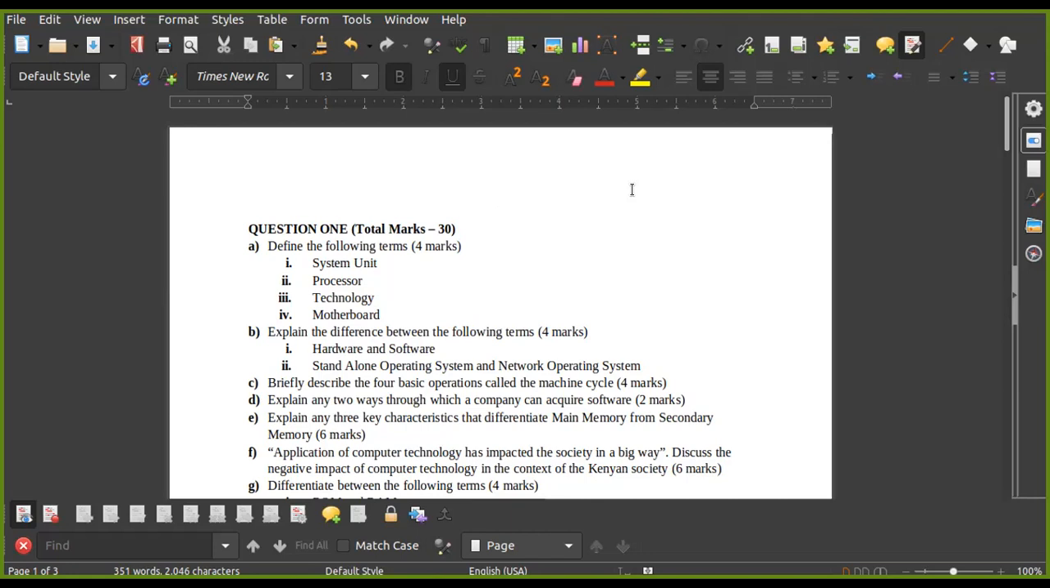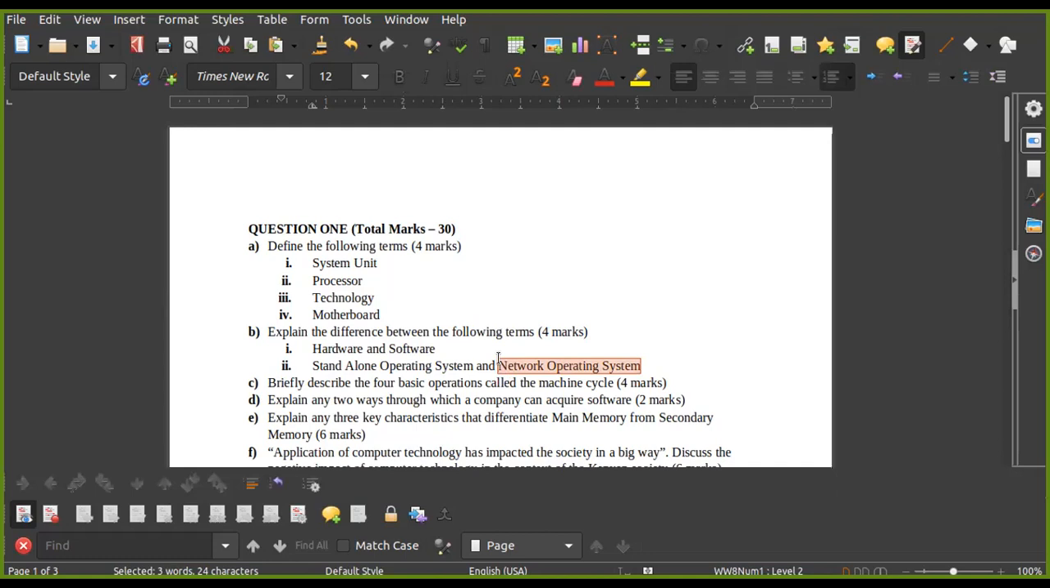The next question is to explain the difference between the following terms: hardware and software. I want to believe we covered this and you are in a very good position to explain that. Then standalone operating system and network operating system. Here, I will just explain network operating system. This simply means that we have an operating system that cuts across multiple devices, like Novell NetWare. Novell NetWare is a network operating system that allows all computers connected within a network to share that operating system.